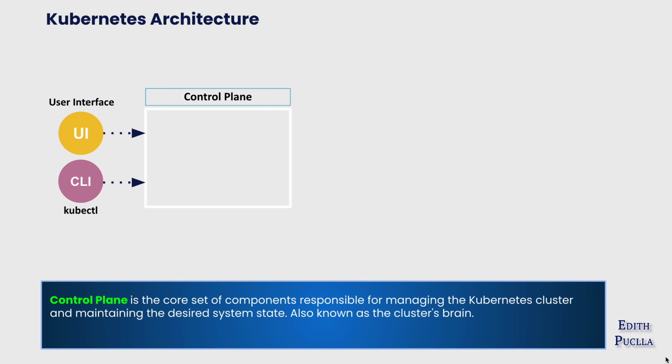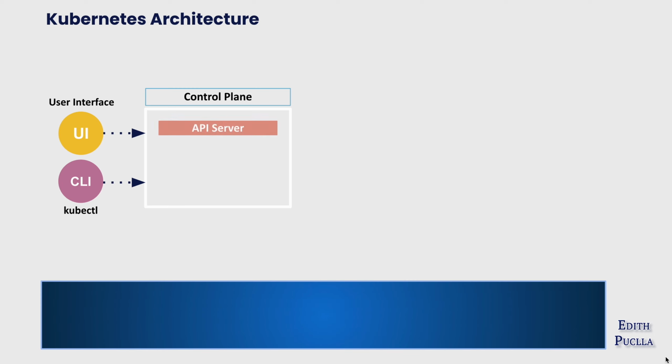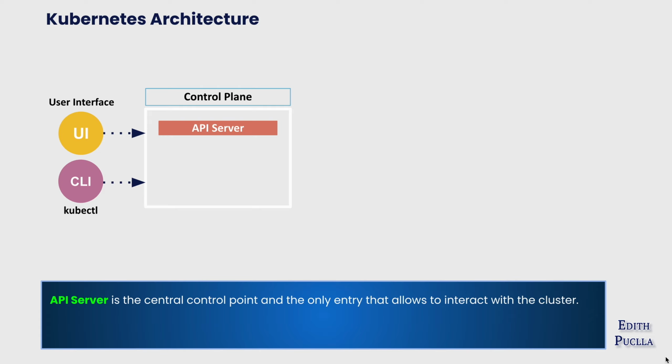The control plane is the core set of components responsible for managing the Kubernetes cluster and maintaining the desired system state, also known as the cluster's brain. The API server is the central control point and the only entry that allows you to interact with the cluster.